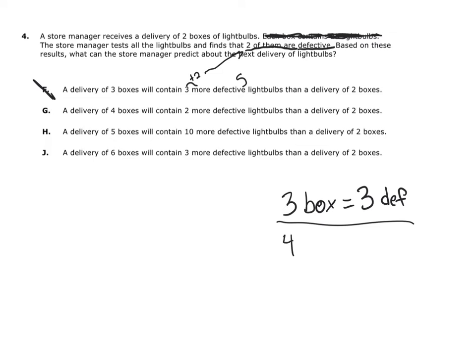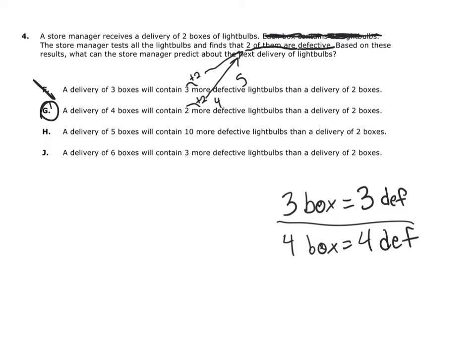A delivery of 4 boxes will contain 2 more. So remember, plus 2 from right here. That would be 4 total. We'll have 2 more defective light bulbs than the delivery of 2 boxes. Okay, so the boxes, again, had 2. So when we add 2 more, that would be 4 total. 4 boxes would have 4 defective light bulbs.